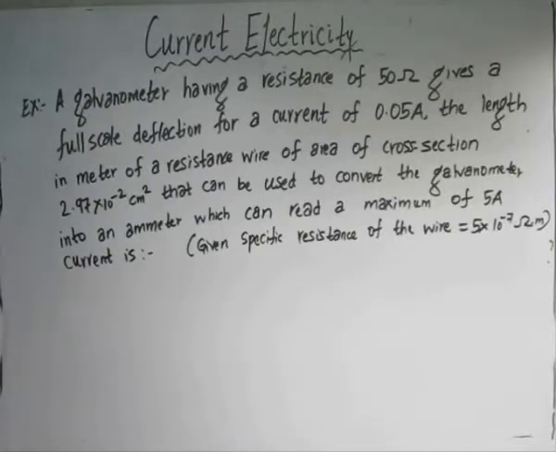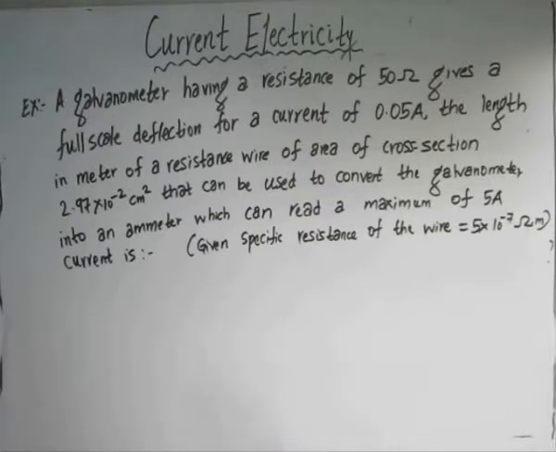Now this is the example wherein we have to convert the galvanometer into an ammeter. The data given to us is: a galvanometer having a resistance of 50 ohm gives a full scale deflection for a current of 0.05 ampere. The length in meter of a resistance wire of area of cross section 2.97 into 10 to the power minus 2 centimeter square that can be used to convert the galvanometer into an ammeter which can read a maximum of 5 ampere current is.